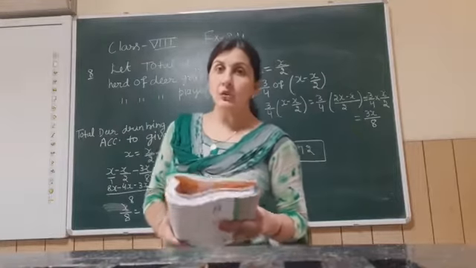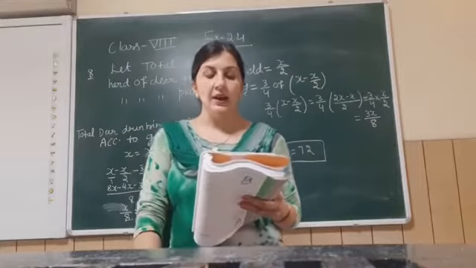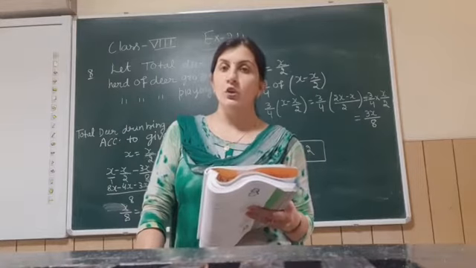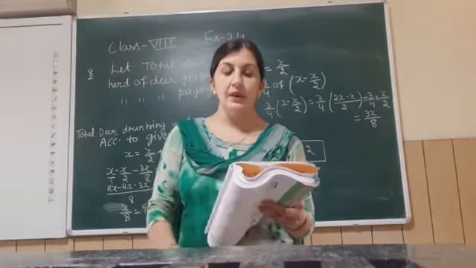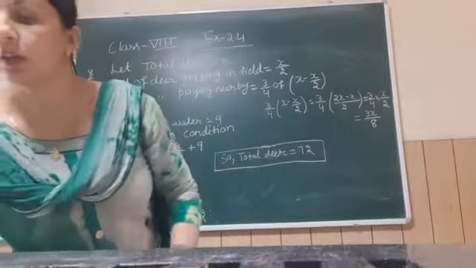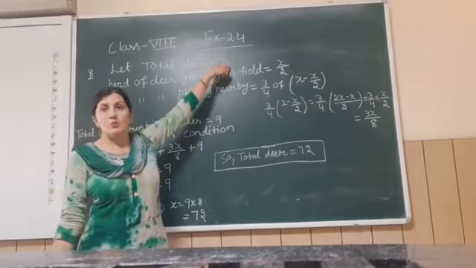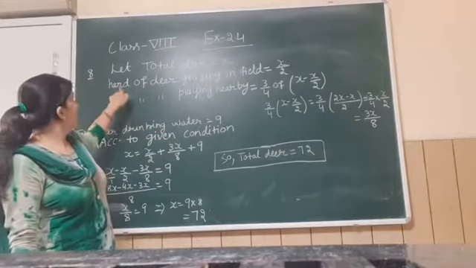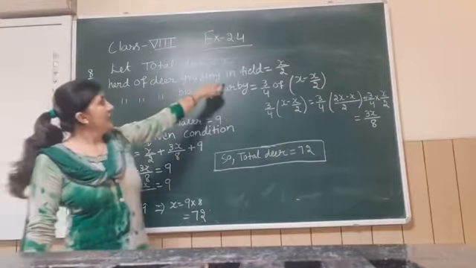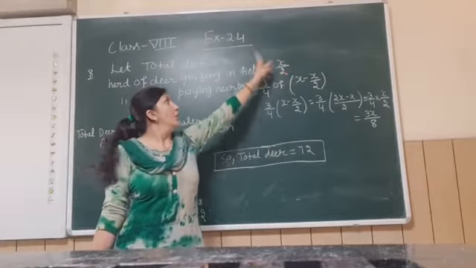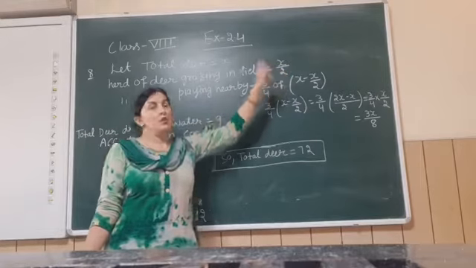They are talking about a herd in which half are grazing in the field, 3/4 of the remaining are playing nearby, and 9 are drinking water. So firstly we will take the total deer as x. Now the herd of deer grazing in the field, they say half. So half of x is x by 2.